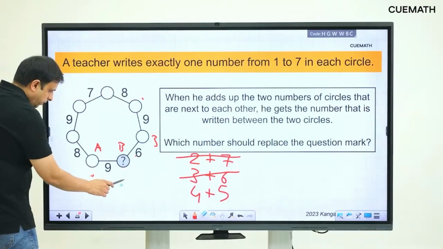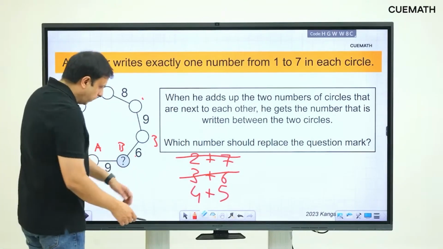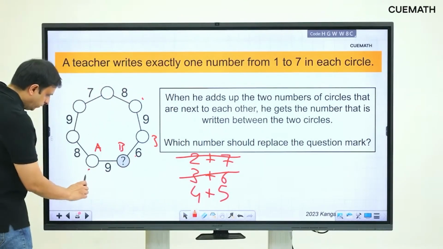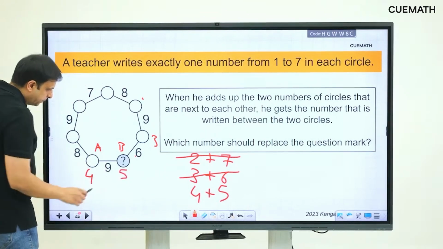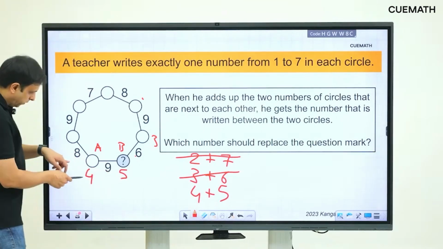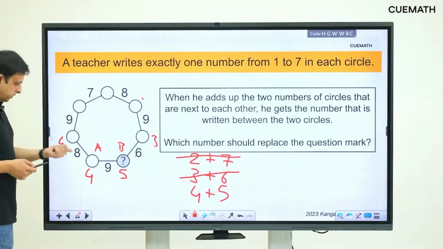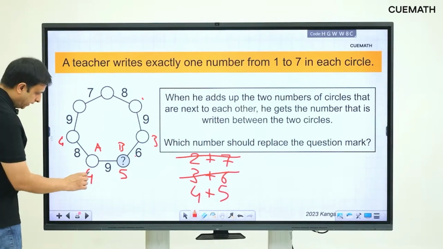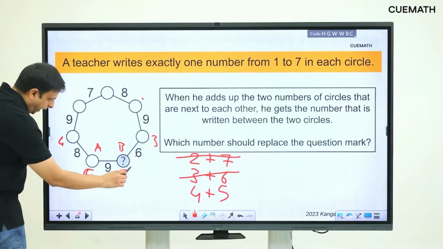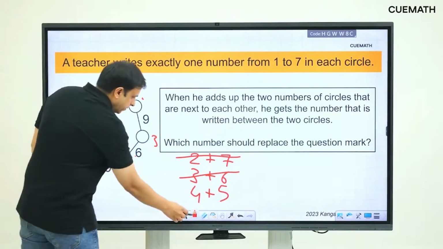And therefore now let's try 4 and 5 perhaps. So I put a 4 here and I put a 5 here. So 4 here means there would be a 4 here, and that once again doesn't work because the 4 is being repeated. So now finally let me put a 5 here and a 4 here, and let me see if this works.